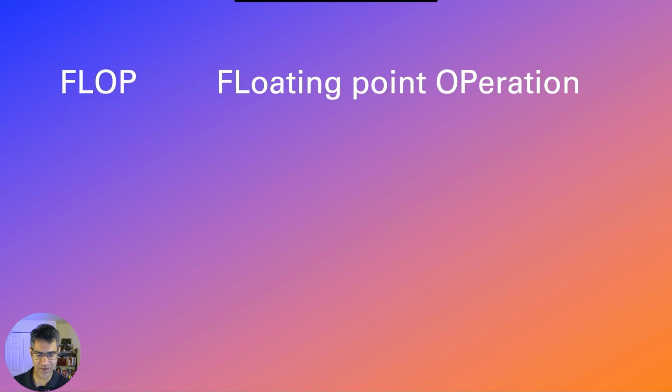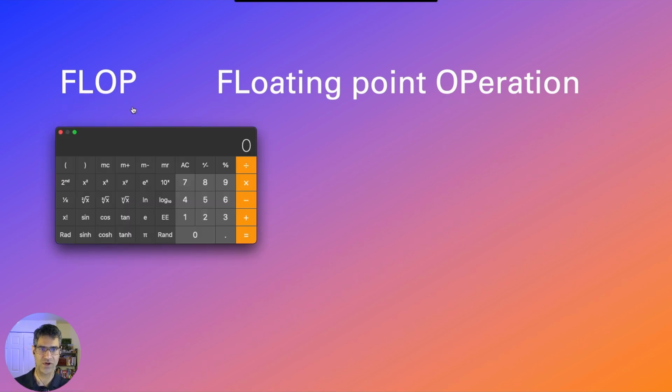Okay, so what is a flop? Flop just stands for floating point operation. So you take the FL in floating point, the OP in operation, you put it together, and you get flop. Anytime you're adding, subtracting, multiplying, dividing, or doing another mathematical operation with what you might know as decimals, you're doing a flop. So if I do 5.2 plus 6.4, we just did a flop right there.